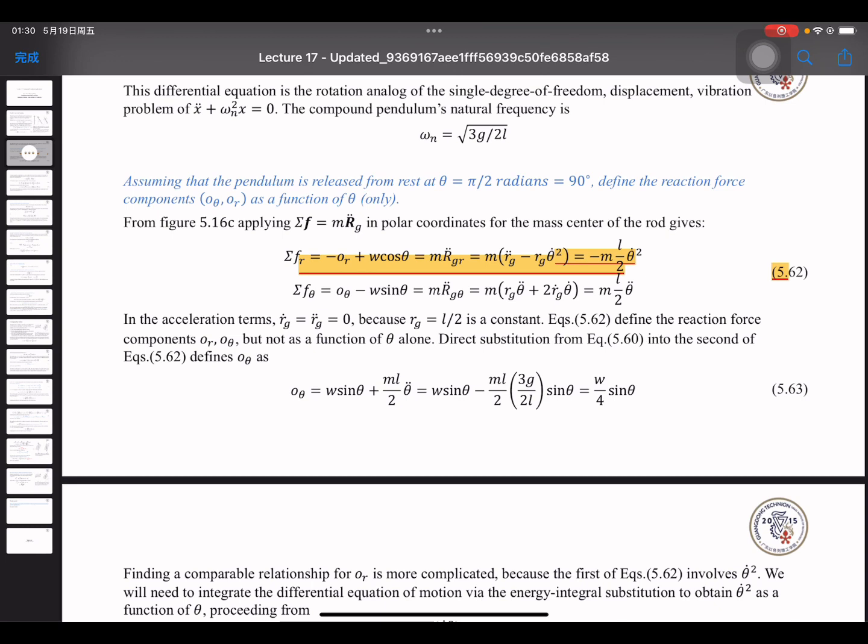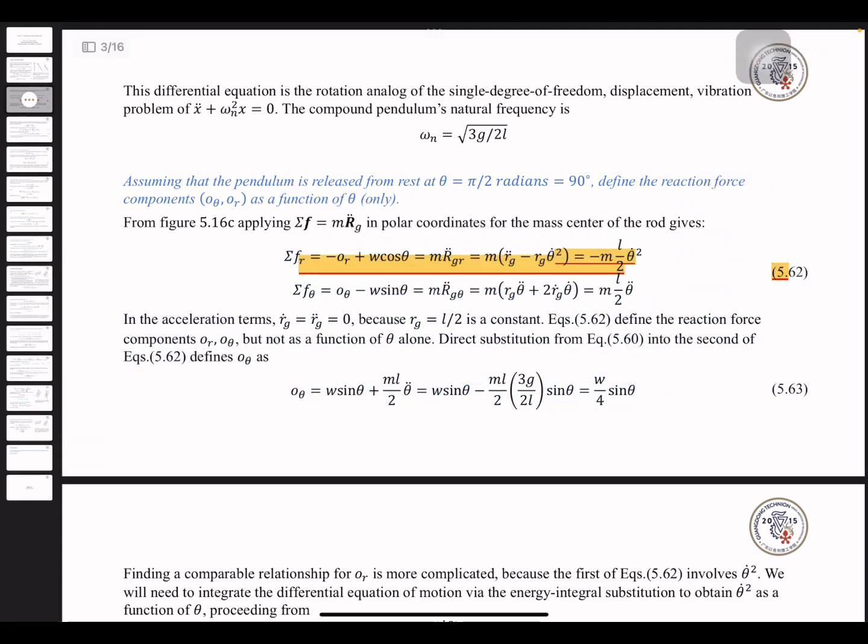In equation 5.62, define the reaction force components both O r and O theta as functions of theta only. Direct substitution from equation 5.60 into the second of the equations gives O theta equal to W times sine theta plus ML over 2 times theta double dot. This is the equation we get from the above.